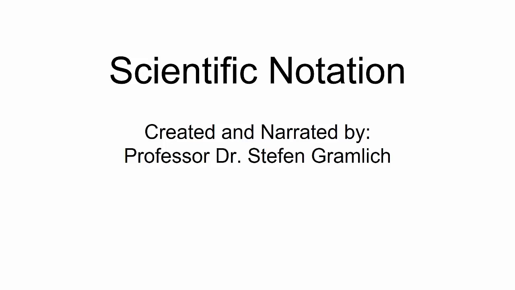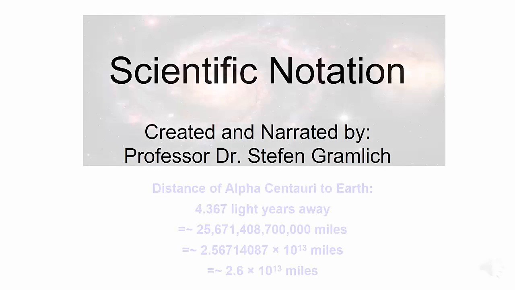And the topic that we'll be talking about is scientific notation. Scientific notation is a way of expressing numbers that are very, very large, or very, very small, in a very concise way. And so we're going to go over how to do this with some examples.